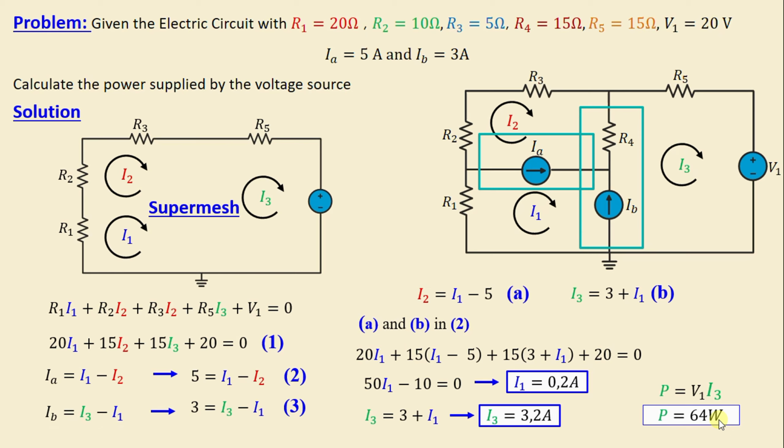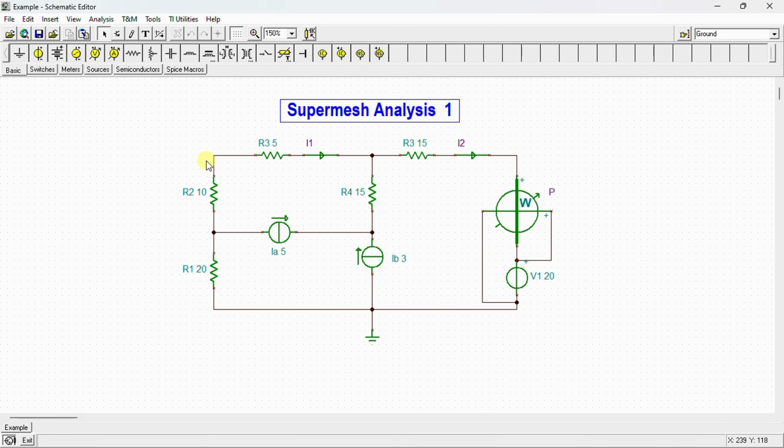Now let's proceed to the SPICE environment. Here is our circuit done by the SPICE simulator. We can see here this is our current source IA 5 amps, IB 3 amps, and we have our voltage source V1 is 20 volts and resistors R1, R2, R3, and this is R4, and this is our resistor R5. In order to measure the power supplied by the voltage source, we connect here a wattmeter and here to measure the current I3.